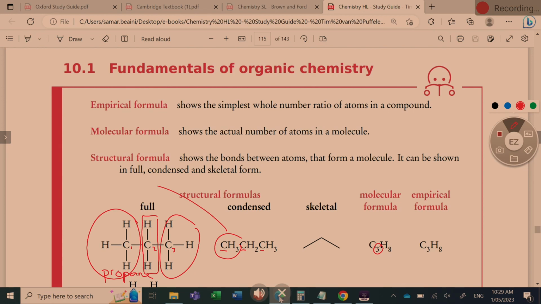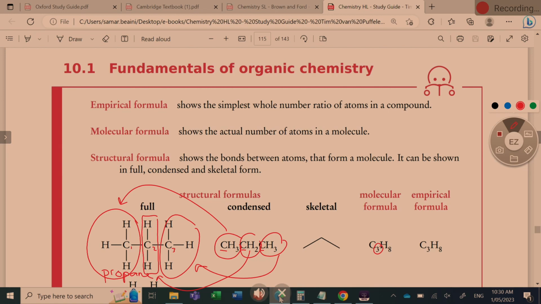I say CH3. Then what do you see? Then I see CH2, which is this part here. And then what do you see? CH3, which is this part here. So the condensed formula is just writing what you see without the bonds. Does that make sense? Easy?